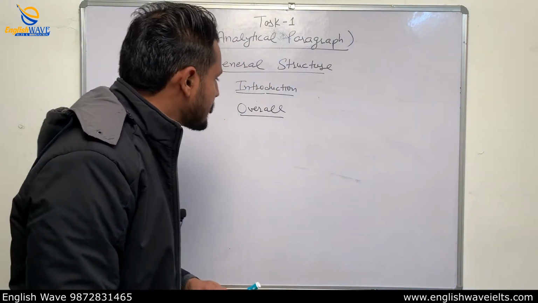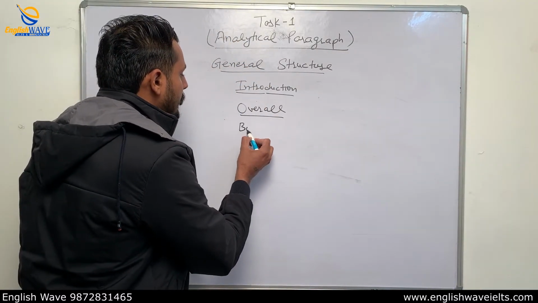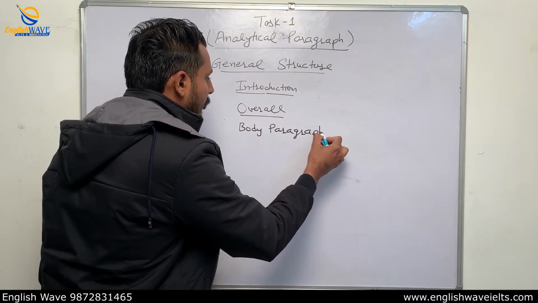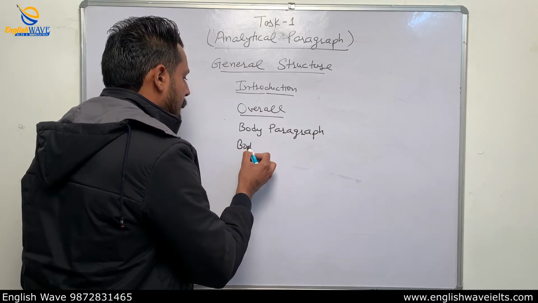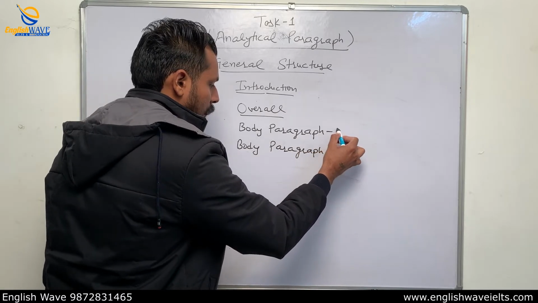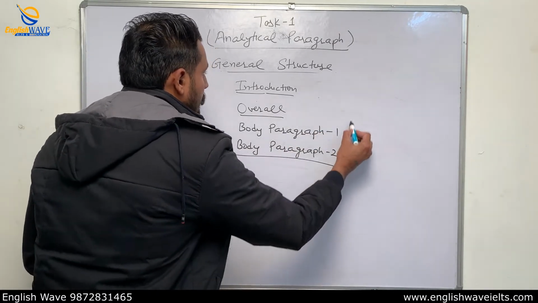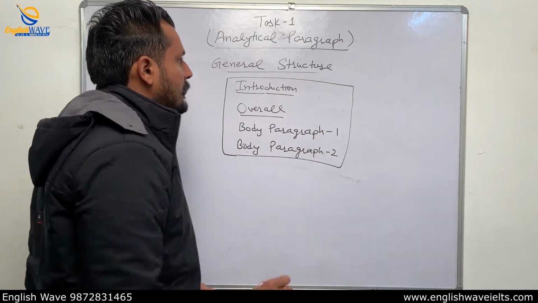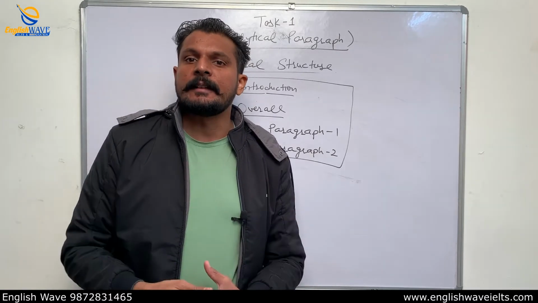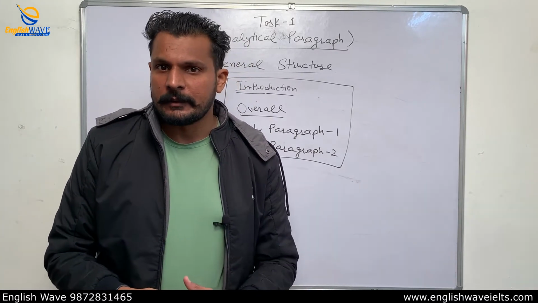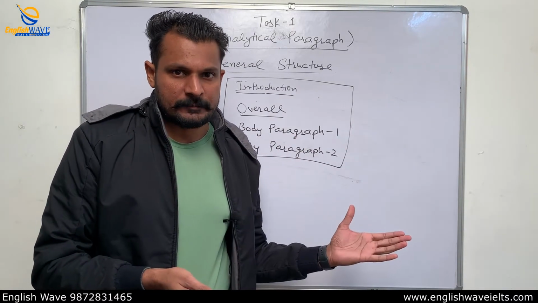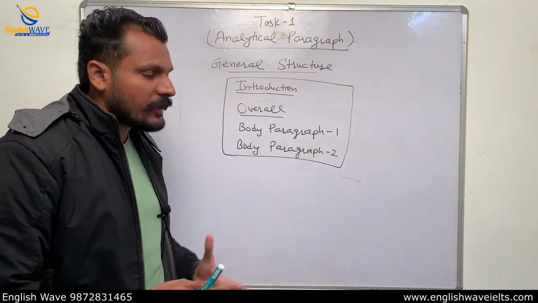So let's move on to the next part, that is our body paragraph 1. And last, body paragraph 2. So this is the 4 body paragraph structure or general structure of every type of graph. Although it can be varied according to the type of graph, the general structure would be similar to this. And introduction and overall we have already seen.